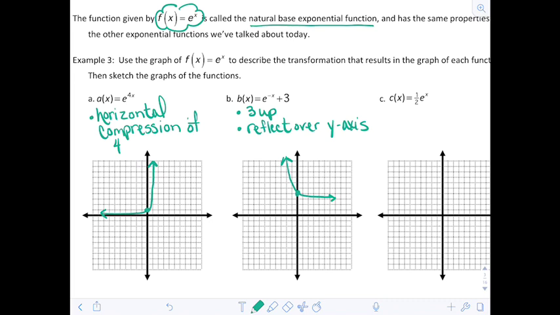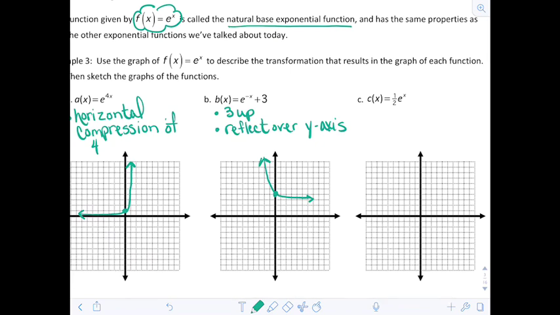And again, these are just sketches getting an idea of what they do with certain transformations. The last one, c of x is equal to 1/2 e to the x. The 1/2 is going to be a vertical compression. It's going to make e to the x a little bit wider. So vertical compression by a factor of 1/2. It will still go through (0, 1), but this will be a little bit wider than maybe the parent function. Okay, so that takes us through those.